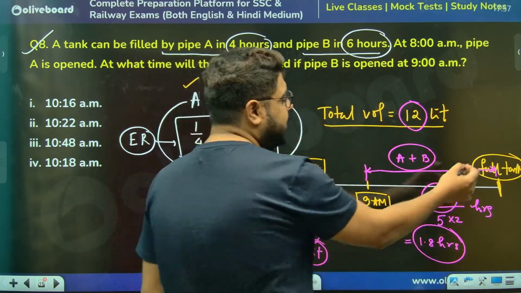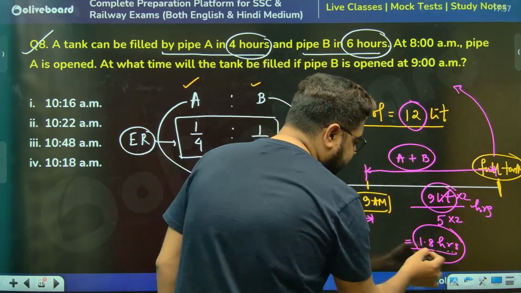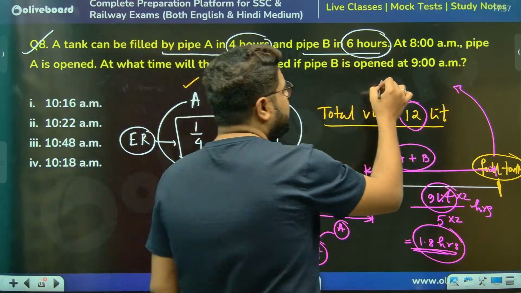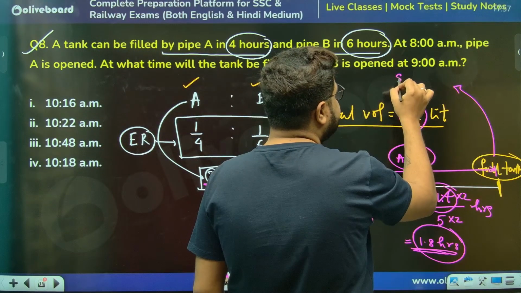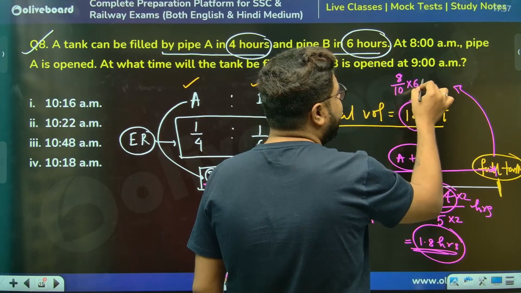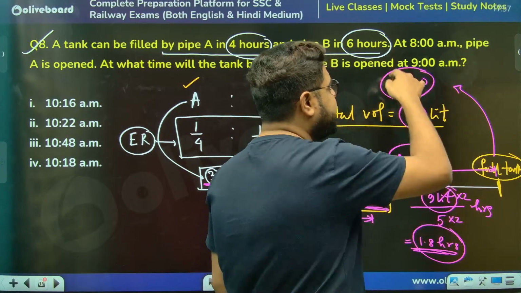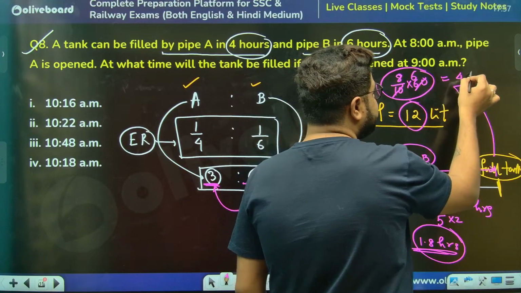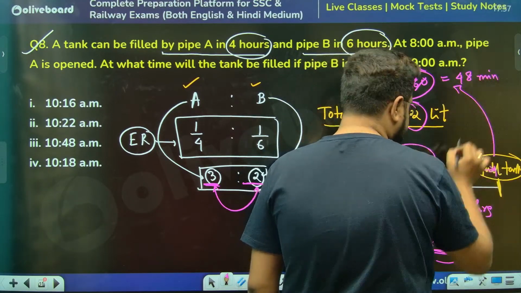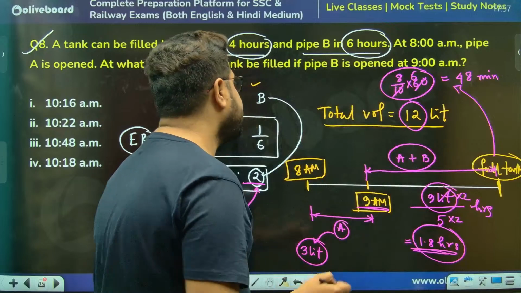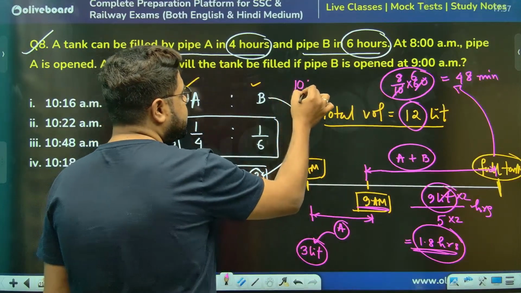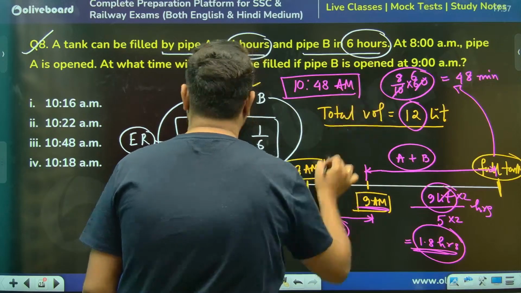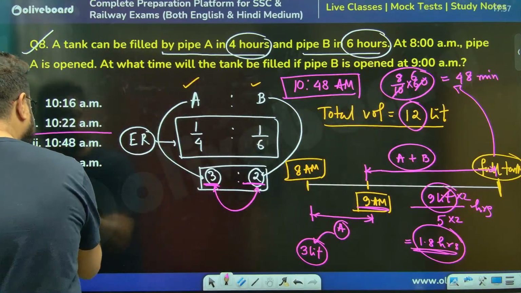So the tank will be full when? 1.8 hours from 9 a.m. 1.8 hours means 1 hour, and 0.8 means 8 by 10. The multiplying factor here is 60, because hours into minutes means into 60. That gives 48 minutes. So 9 a.m. plus 1 hour 48 minutes. So 10:48 तक सब कुछ भर के ready. 10:48 will be the answer, sir.